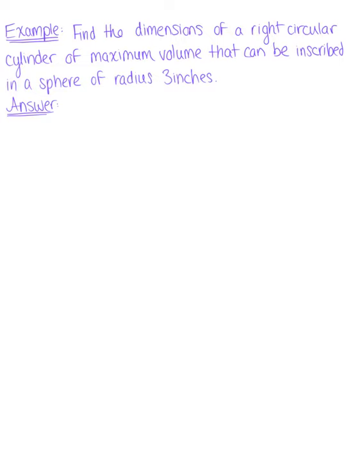Find the dimensions of a right circular cylinder of maximum volume that can be inscribed in a sphere of radius 3 inches. So let's start by sketching a graph of this. And while this is a right circular cylinder in a sphere, so it's in 3 dimensions, I'm going to do my sketch here in 2 dimensions to make it a little bit easier to visualize.